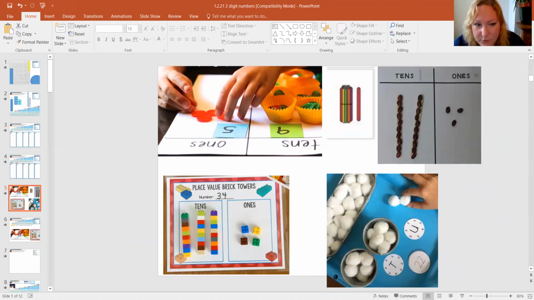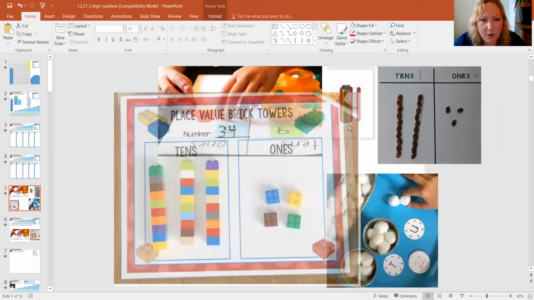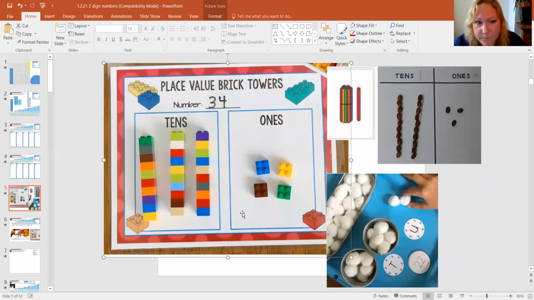Wow, these are some people who've made tens and ones in different ways. Wow, look, this person has used Lego. They've made blocks of 10. Let's check it. 1, 2, 3, 4, 5, 6, 7, 8, 9, 10. Oh, they've made their own tens and they've kept ones. Brilliant maths. So look, they've made 34. How many tens is that? 3 tens, 10, 20, 30. And look how many ones? 4 ones. 1, 2, 3, 4.